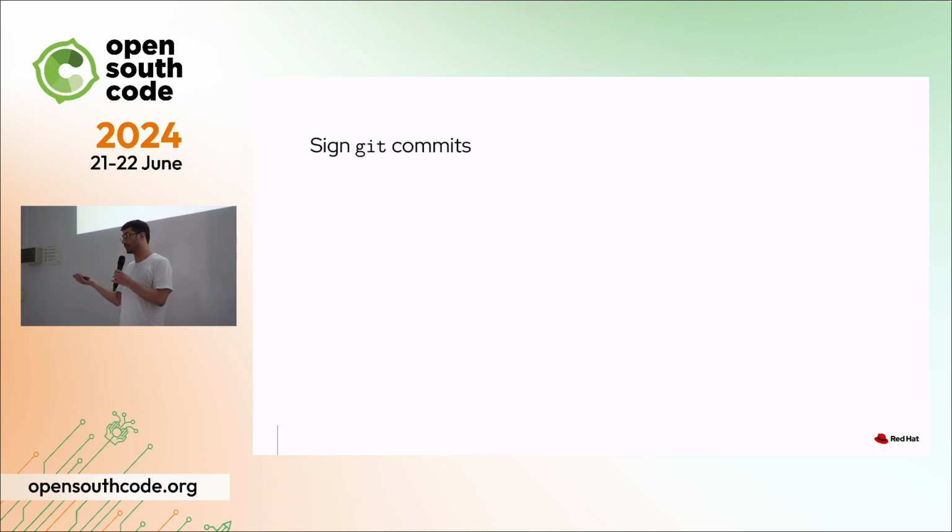Ansible is using Git, so you can sign Git commits with Ansible code. The way you do it is with the git commit command with the dash S, capitalized S. That applies a signature. You can also change your Git configuration file so that it automatically applies the signature every time, if you don't want to remember the dash S.